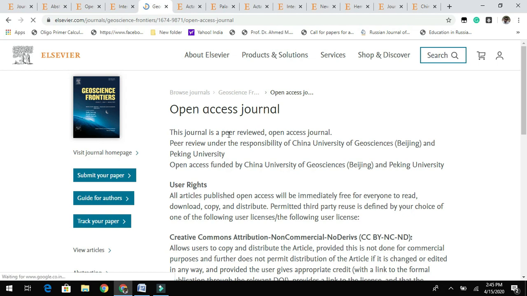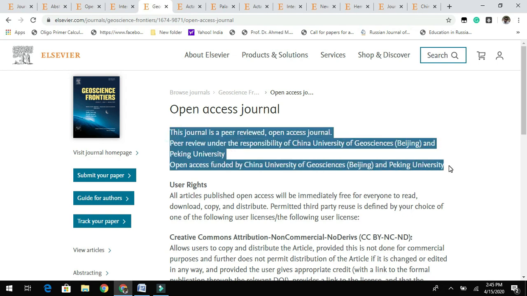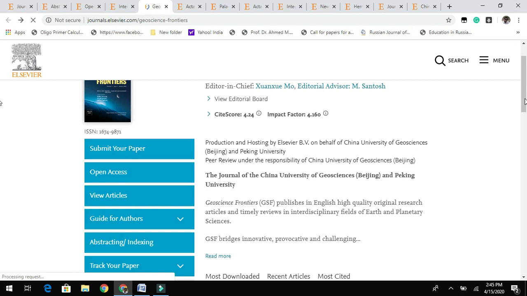This journal is a peer-reviewed open access journal, peer reviewed under the responsibility of the China University of Geosciences and Peking University. So these universities are sponsoring the open access fee for the authors, and you are free to submit research related to geoscience. So let us see the indexing of this journal. If your research is related to geoscience, you can easily choose this journal.